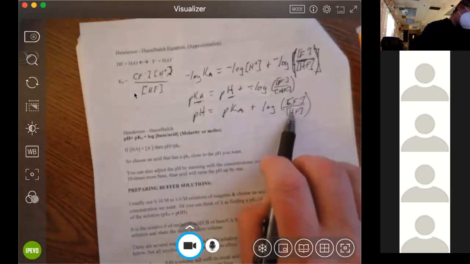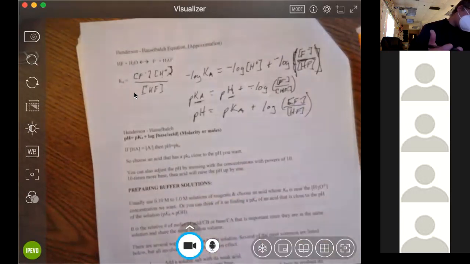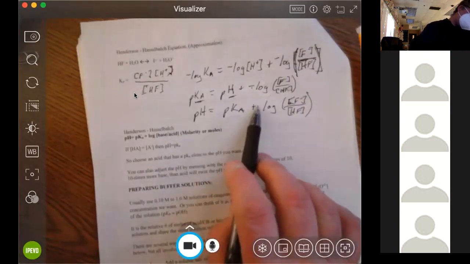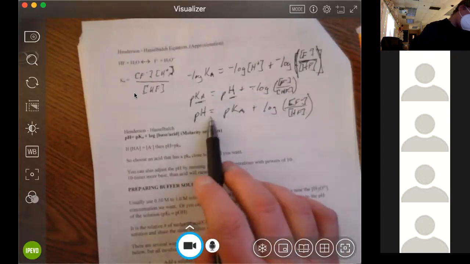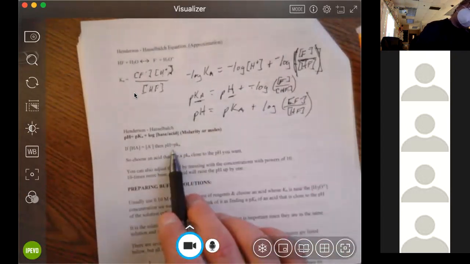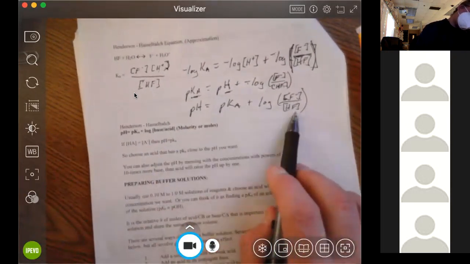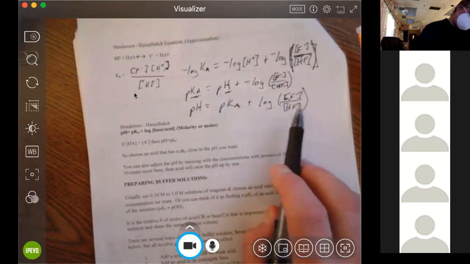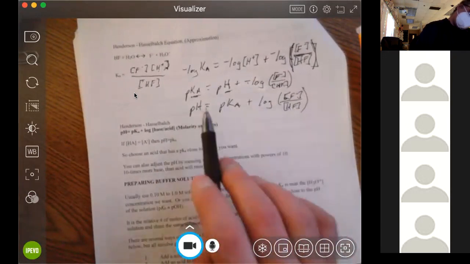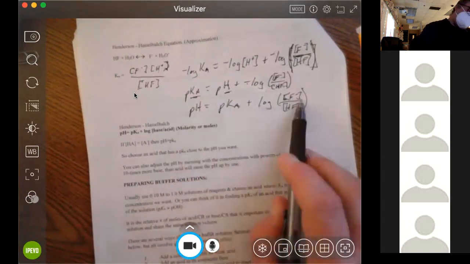If these two concentrations are the same, then that means that we would have the log of 1. So that means that this would cancel out and the pH would equal the pKa. So that's one thing you can do very quickly with the Henderson-Hasselbalch equation. If you're creating a buffer and you want the pH of that buffer to equal the pKa, then you make these concentrations equal.